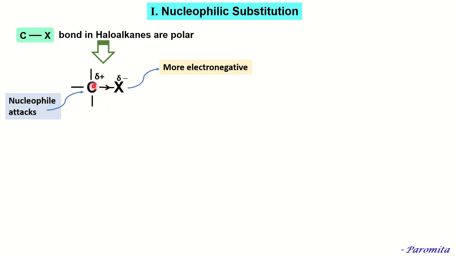Now this delta positive carbon is subjected to attack by electron-rich nucleophile. Now what is a nucleophile? Nucleophile means nucleus loving. Philia means love. So a nucleophile is a reagent that loves or seeks a positive center. So a nucleophile should either be a negatively charged ion, that is anion like OH minus, or a neutral species like ammonia having at least one lone pair.